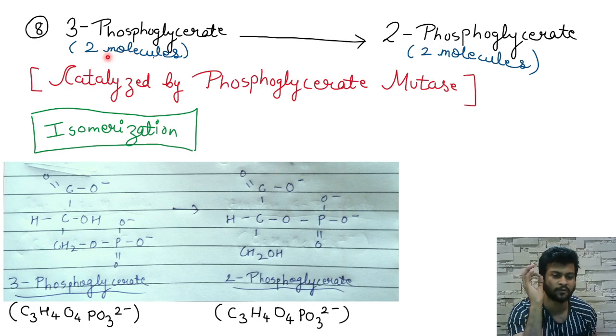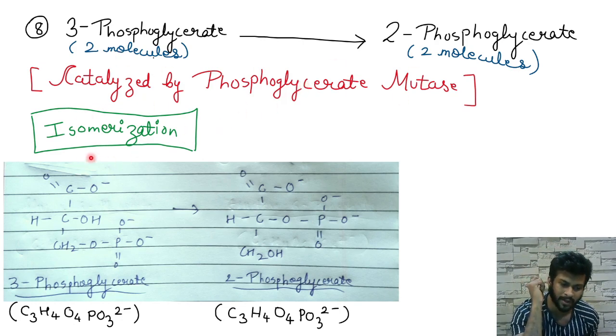Two molecules of 3-phosphoglycerate will be converted into two molecules of 2-phosphoglycerate. It is catalyzed by an enzyme, phosphoglycerate mutase. This step is known as isomerization, because isomers are formed. 3-phosphoglycerate and 2-phosphoglycerate have the same chemical formula. Only there is a difference in the arrangement in chemical structure.